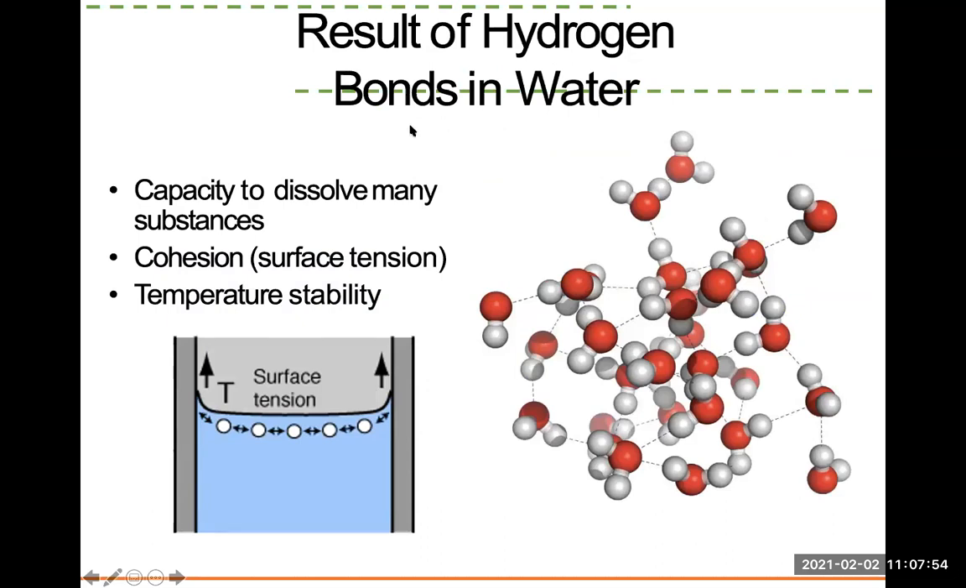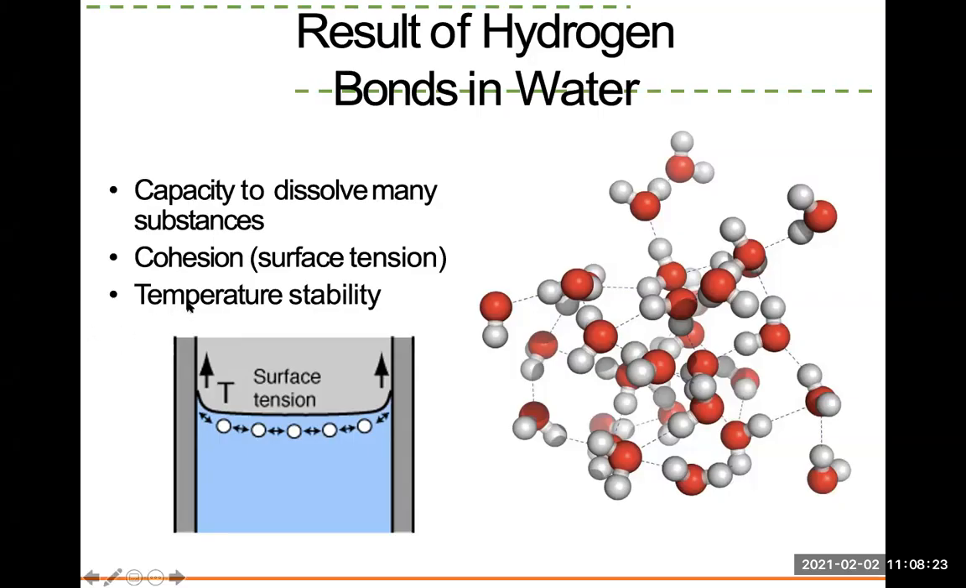So hydrogen bonds in water. One thing we said, it gives it capacity to dissolve many things. Water has that capacity. And another term that I want you guys to know is cohesion. So surface tension, I just showed you what that is. Cohesion is just the ability for those molecules to stick together. So when they stick together, that's cohesion, giving it surface tension.